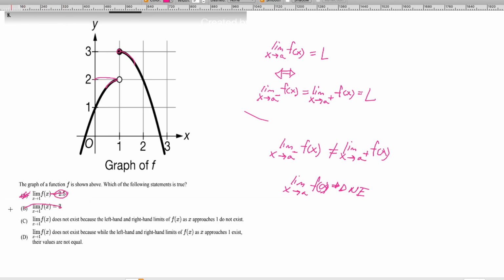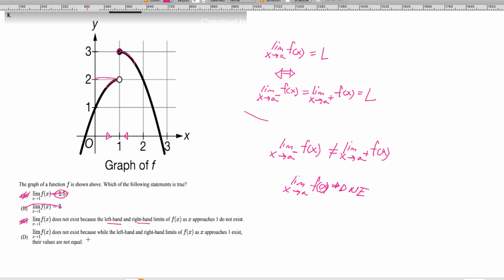And that's the same logic for B. But now for C, it says the limit as x goes to 1 of f of x does not exist because the left-hand and right-hand limits of f of x as x approaches 1 do not exist. No, the left-hand limit and the right-hand limit exist. The left-hand limit equals 2, and the right-hand limit equals 3. As I approach 1 from the right, I get closer and closer to 3 along y. As I approach 1 from the left, I get closer and closer to 2 along y.